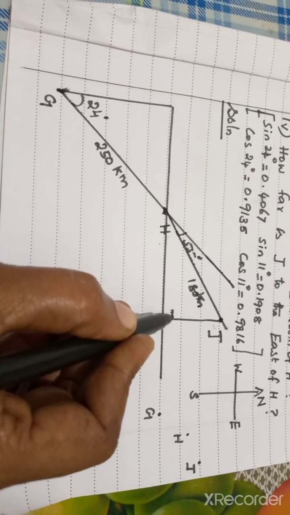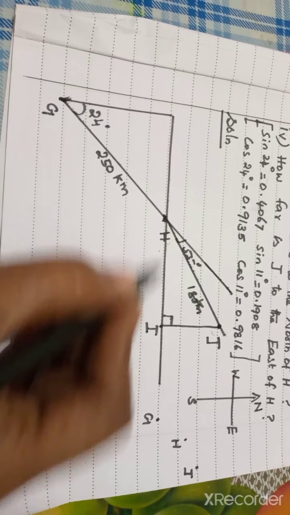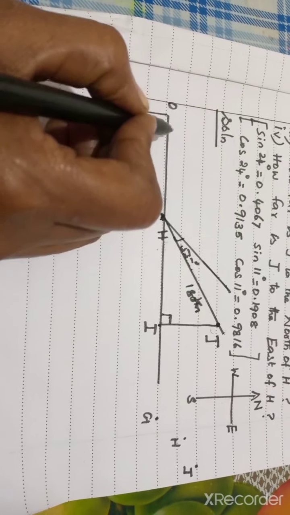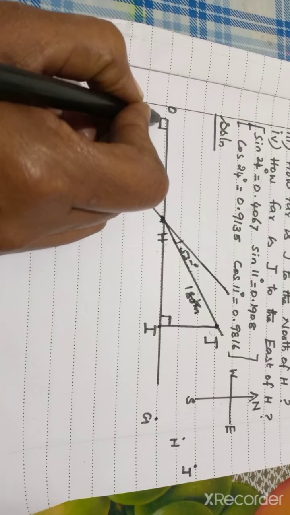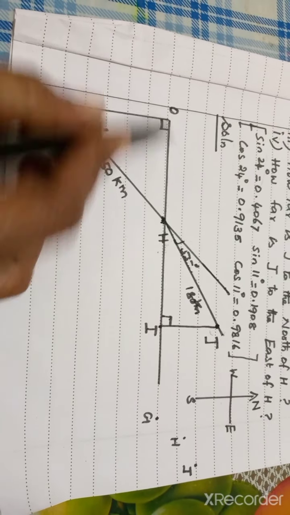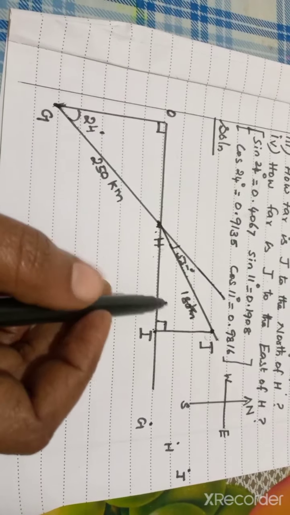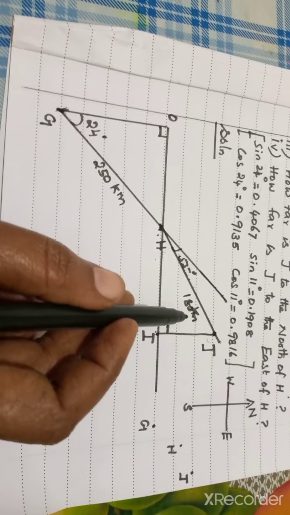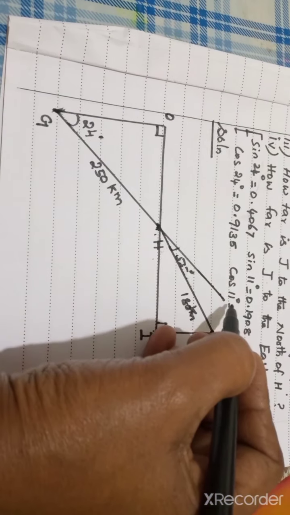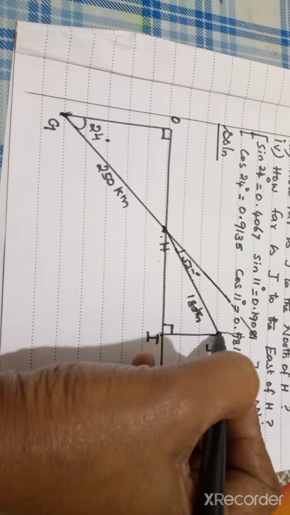Now here let us name it I. H, I, J, and here also this point, name it J. It is 90 degrees. So G, O, H and H, I, J: we have two right triangles. Using these two right triangles we can get the answer. This line, if you need, extend and join here.